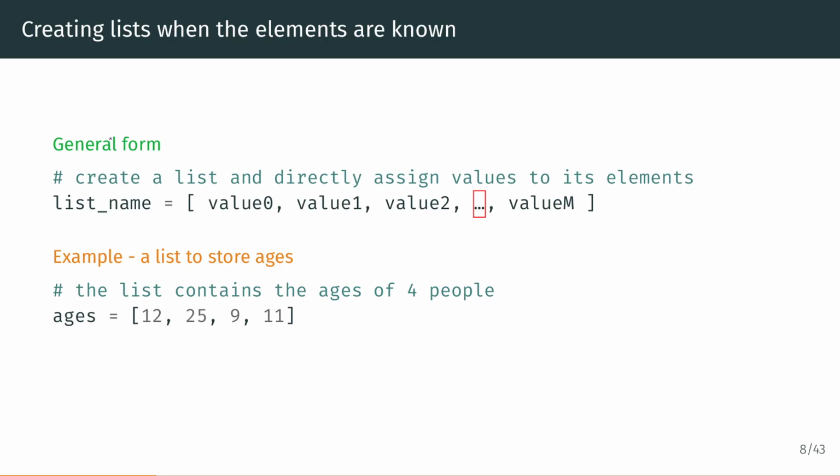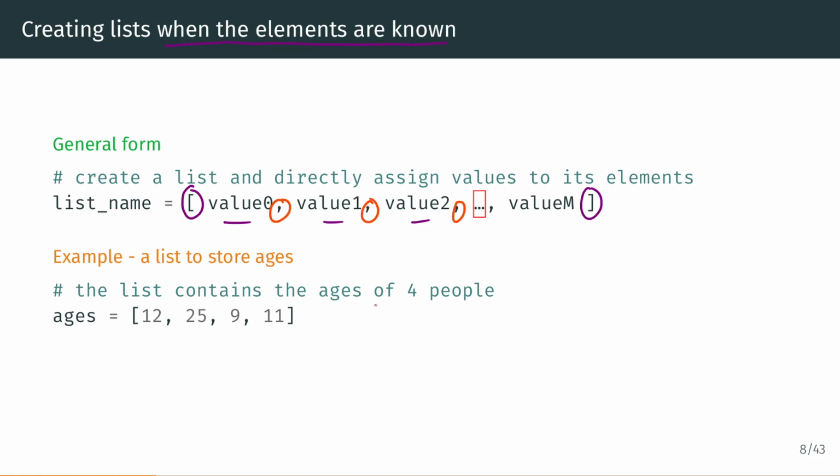Now we have been looking at lists from a purely conceptual point of view. But how do we actually use lists in Python? So how do we create lists and how do we access the elements of a list? So the general form of creating a list, when the elements are already known to you, is this. You have the list name, then an equal to, and then a set of square brackets. And inside the square brackets, you'll have the values, separated by commas.